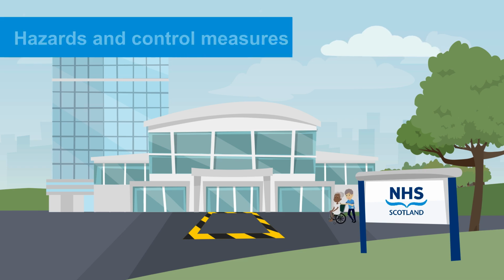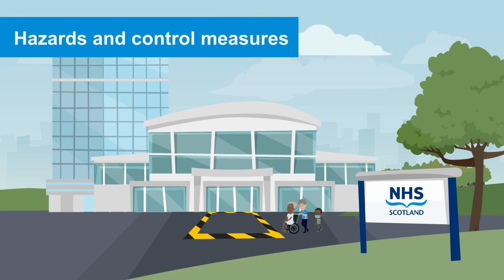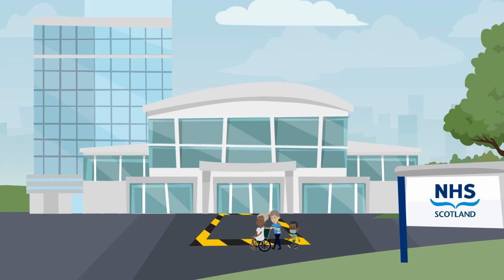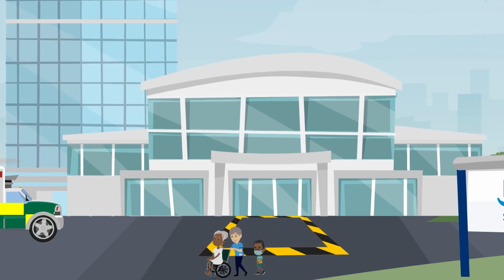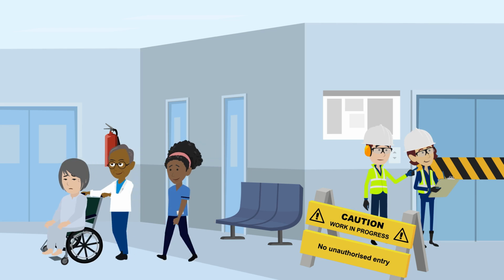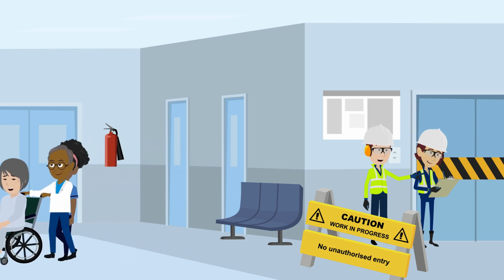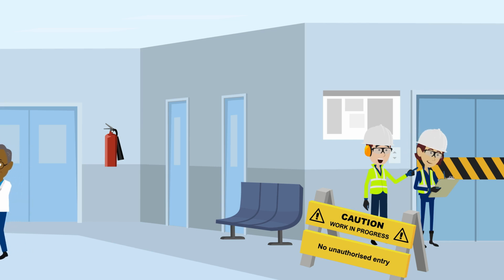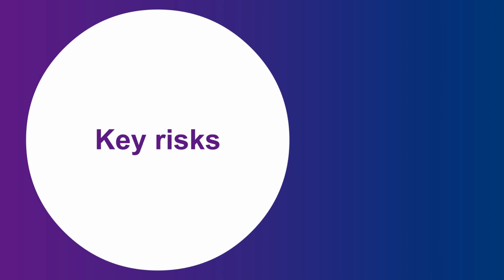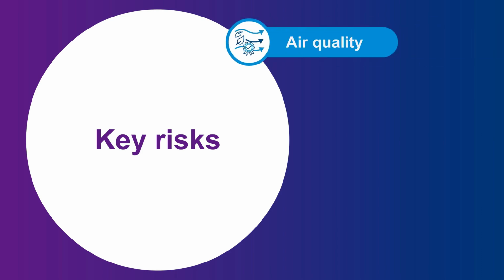It's important to consider that you may be working within a live healthcare environment that is already in use, caring for vulnerable patients. Building and service user adjacencies and any associated risks should be considered and addressed by the project team before any work begins. Some of the key hazards and associated risks to consider when working in a healthcare environment are air quality, dust from demolition, construction and refurbishment activities which can lead to respiratory irritation or infection.